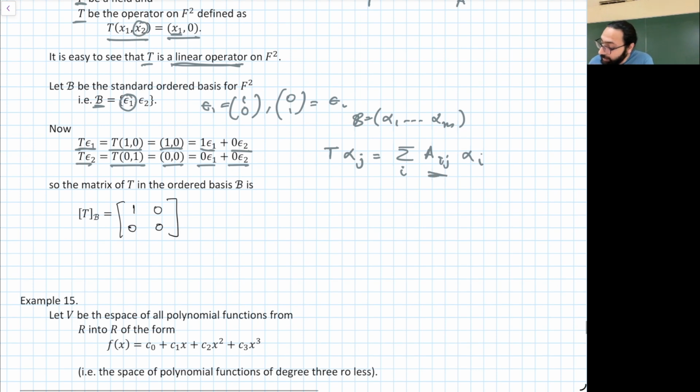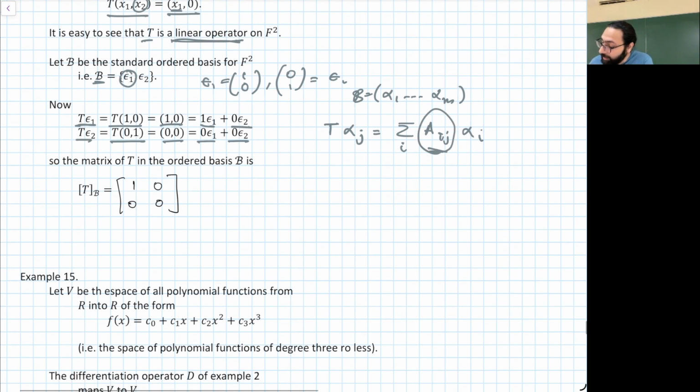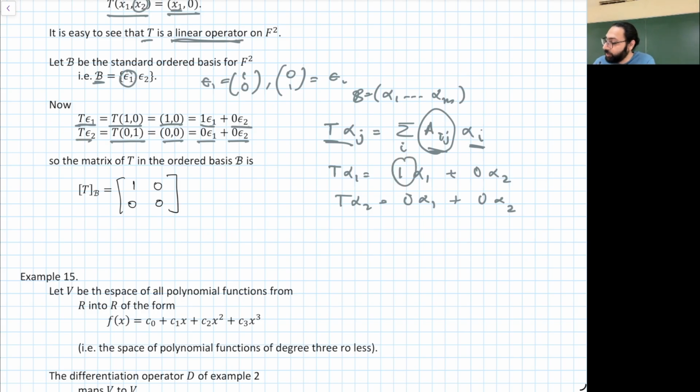And this is what the matrix was. So now what we have done is we have written T of alpha j. We have written T of alpha 1 as 1 times alpha 1 plus 0 times alpha 2, and T of alpha 2 as 0 times alpha 1 plus 0 times alpha 2. So now you can read off the coefficients of the matrix, and so you can write the matrix. Any questions about this part? Is it okay?